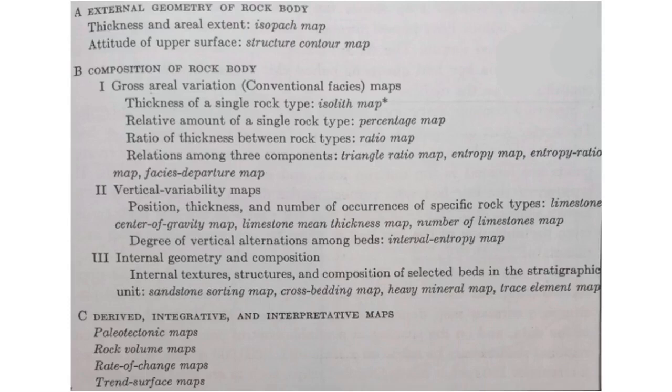From the isopach map, the structural contour map, the percentage map, and the vertical variability map, you can derive different maps. Paleotectonic maps: you can draw paleotectonic maps for the area if you study in detail the structural contour map and the isopach map and use both of them. Or, on the basis of the ratio of change of the facies, you can produce ratio change maps, showing how the lithology changes from sandstone to limestone, and so on.